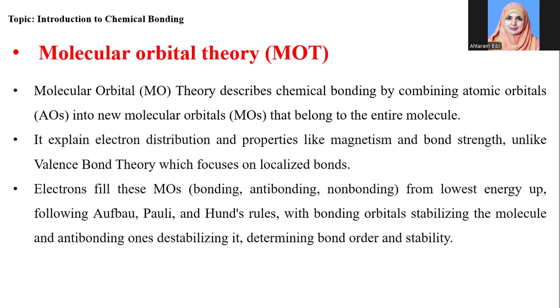Electrons in the molecular orbitals, which are bonding, anti-bonding, and non-bonding, are filled on the basis of these different types of rules, with bonding orbitals stabilizing the molecule and anti-bonding ones destabilizing it, determining bond order and stability of a given molecule.